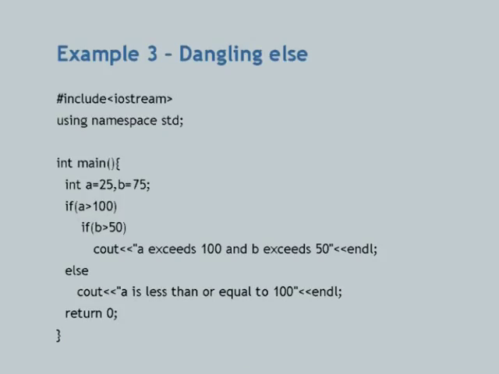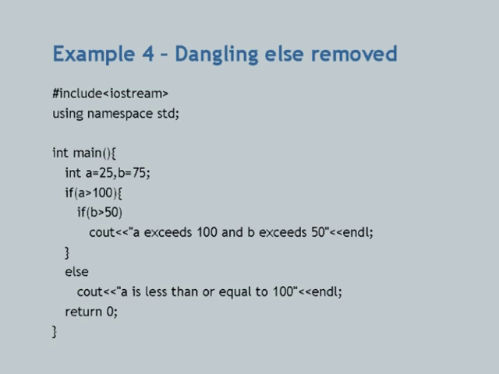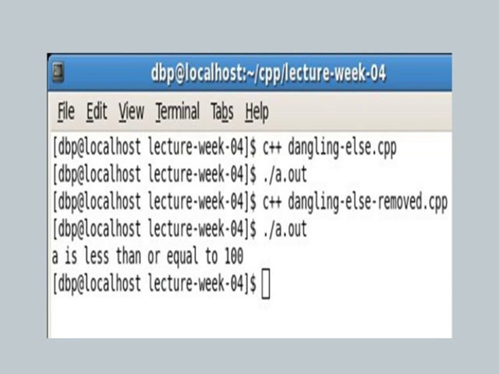Nothing will come out because, let's go back to that example, it's a very artificially constructed example, but look at this. If A is greater than 100, if B is greater than 50, then you do this. If B is not greater than 50, you do this. Now A greater than 100 itself is not satisfied, so you will never enter this. And consequently, the else part will also never be entered. You will simply come out to return 0. In this case, you will correctly execute this else. So that is why it shows that A is less than or equal to 100.